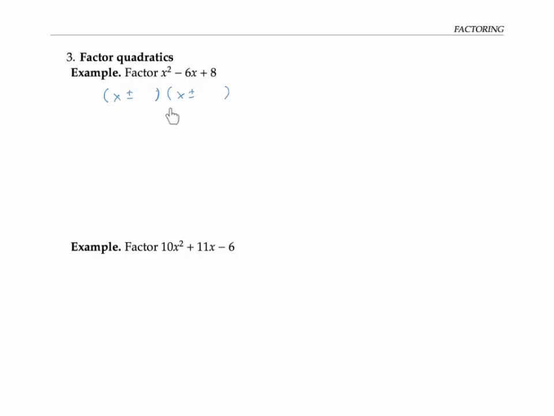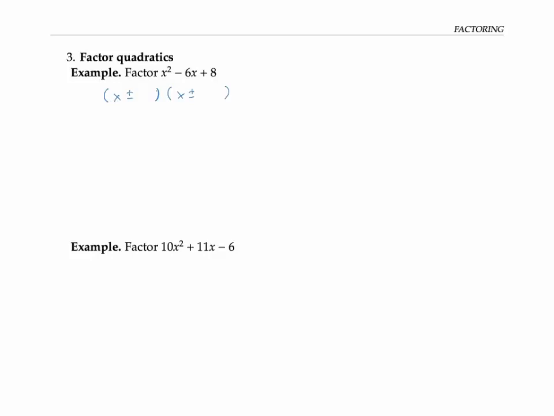to distribute out this expression, those 2 numbers would have to multiply to give me my constant term of 8. And these 2 numbers would end up having to add to give me my negative 6, because when I multiply out, this number will be a coefficient of x, and this number will be also another coefficient of x. They'll add together to the negative 6.